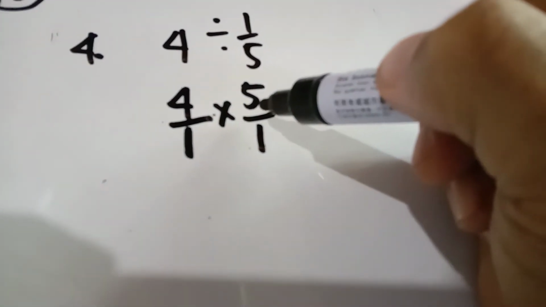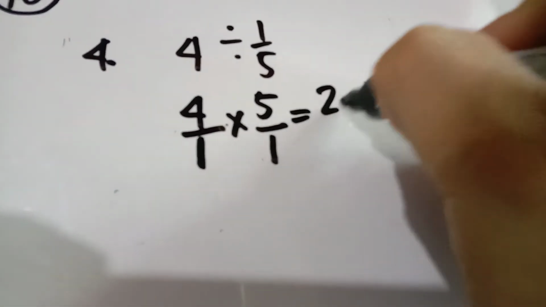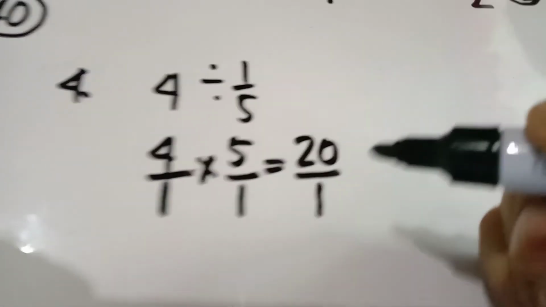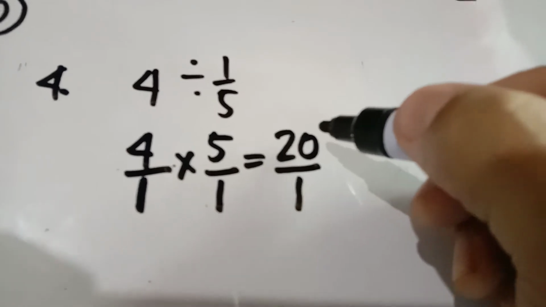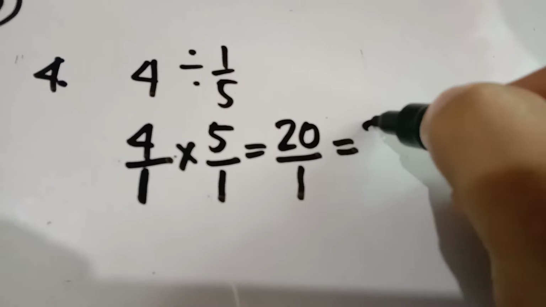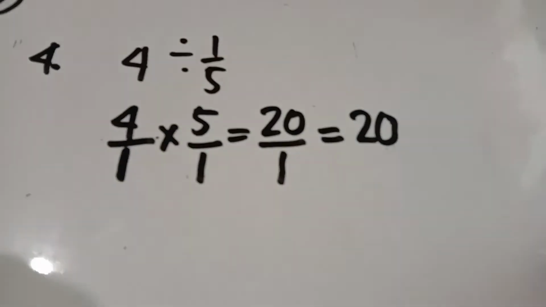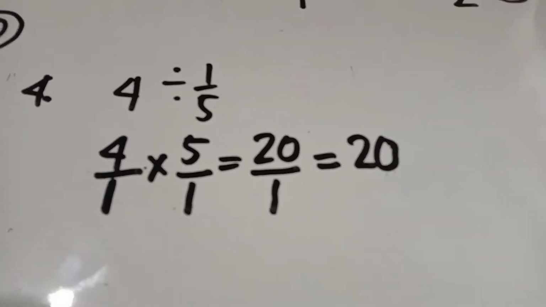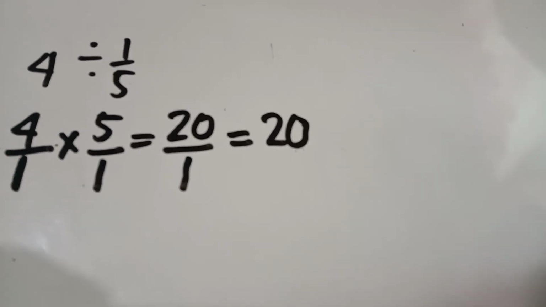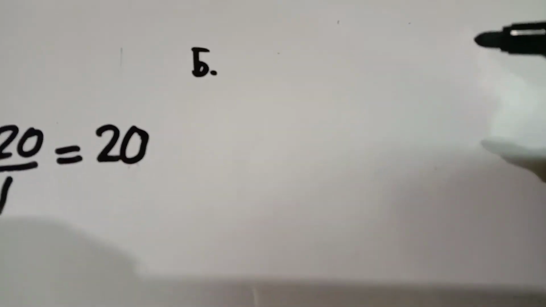Let's multiply now the two fractions. So 4 times 5, that is equal to 20. Okay, then 1 times 1, that is equal to 1. Okay, then divide natin. 20 divided by 1, that is equal to 20. So that is now the answer. Ganun lang kadali po. That's how easy we divide whole numbers by fractions. Okay, let's have last example, number 5.